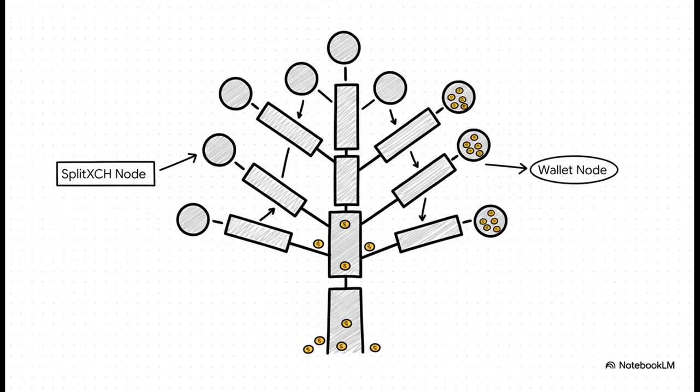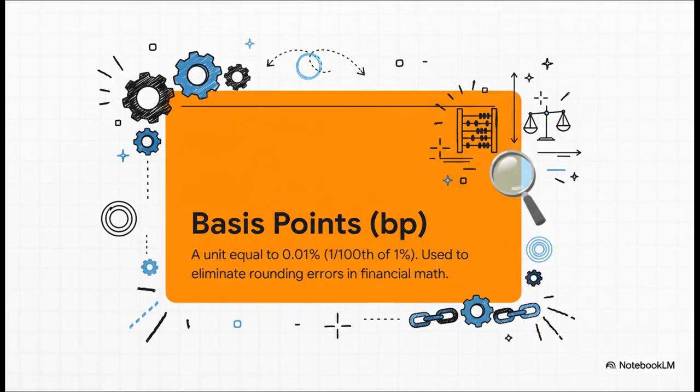Think of it like a tree. The rectangles, those are the branches. They're the split XCH nodes that distribute the funds. And the circles, those are the leaves, the final wallet nodes where the money actually ends up. Branches and leaves, that's the whole system. Now, here's a key detail.